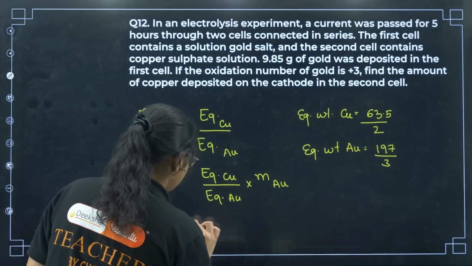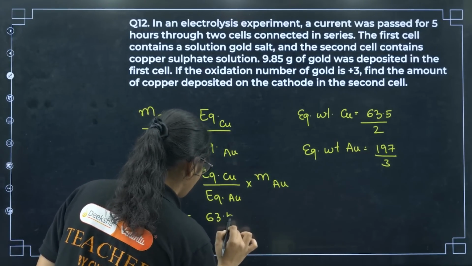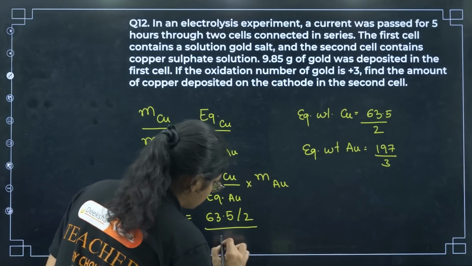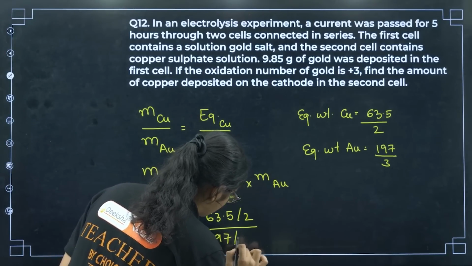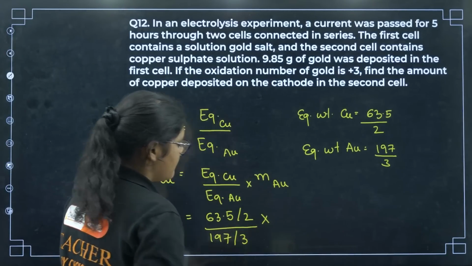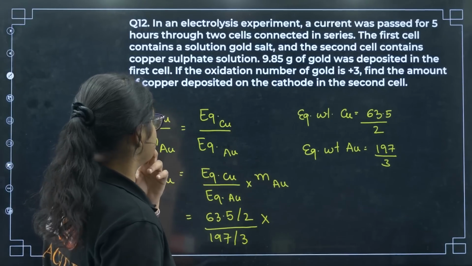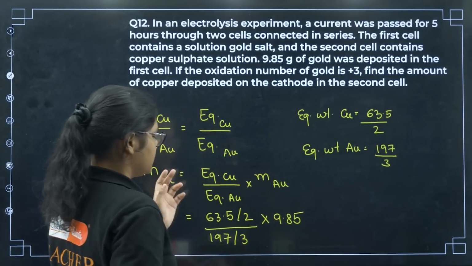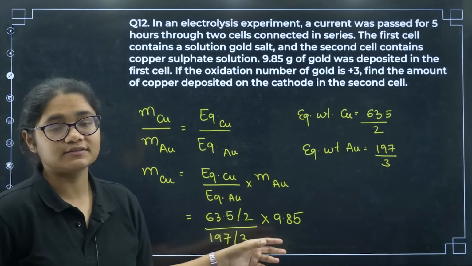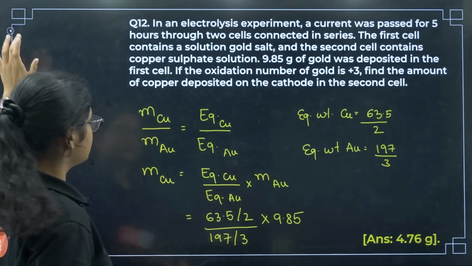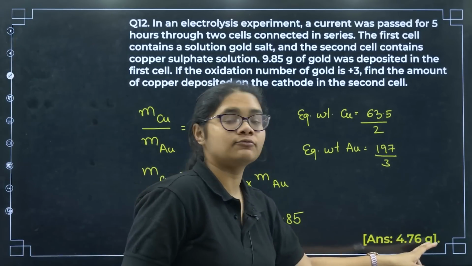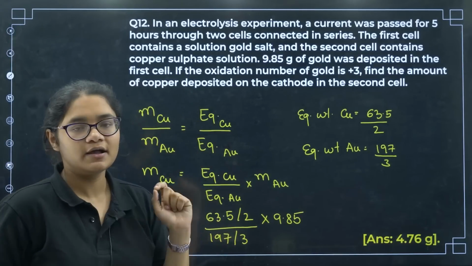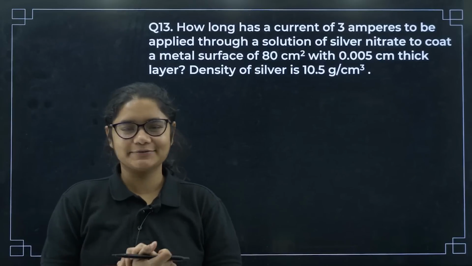So here we have 63.5 divided by 2, and here we have 197 divided by 3, and into mass of gold deposited is 9.85 gram. Okay, so if you solve this, we will get mass of copper deposited. Now the mass of copper deposited will be 4.76 grams. Okay, you just have to solve this and check the calculation. Let us see the next question now.